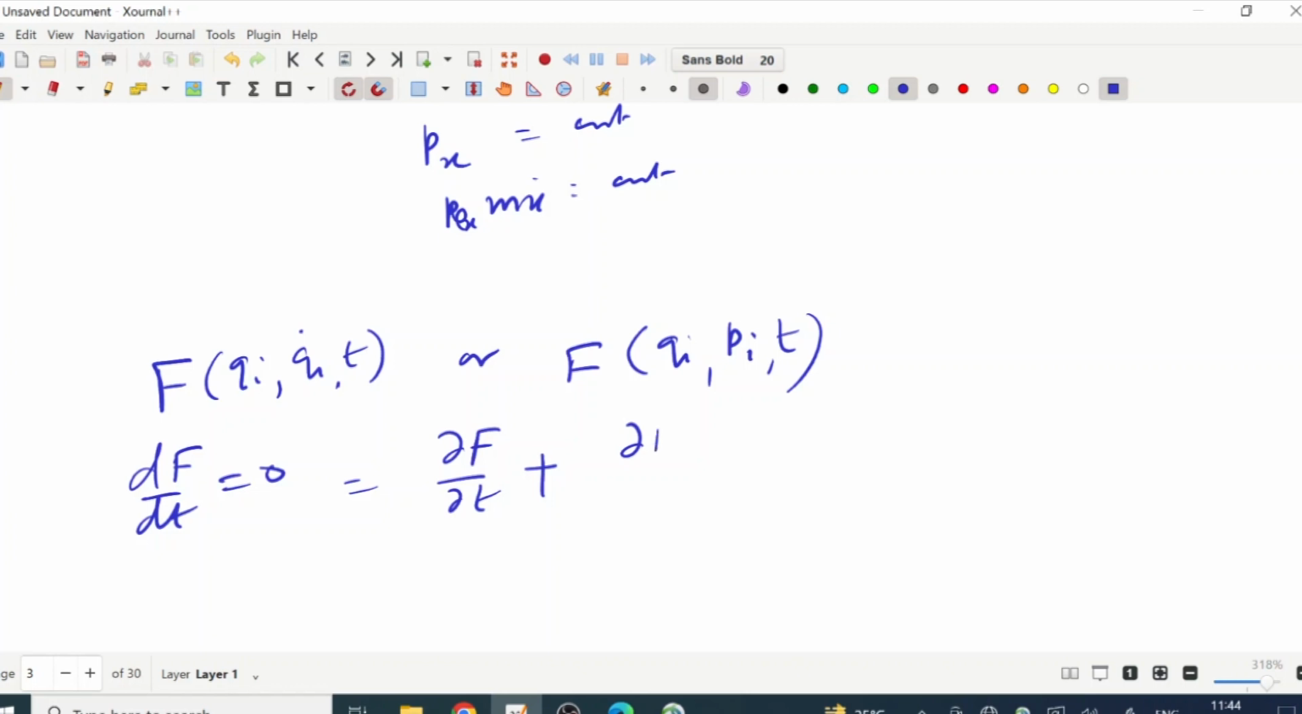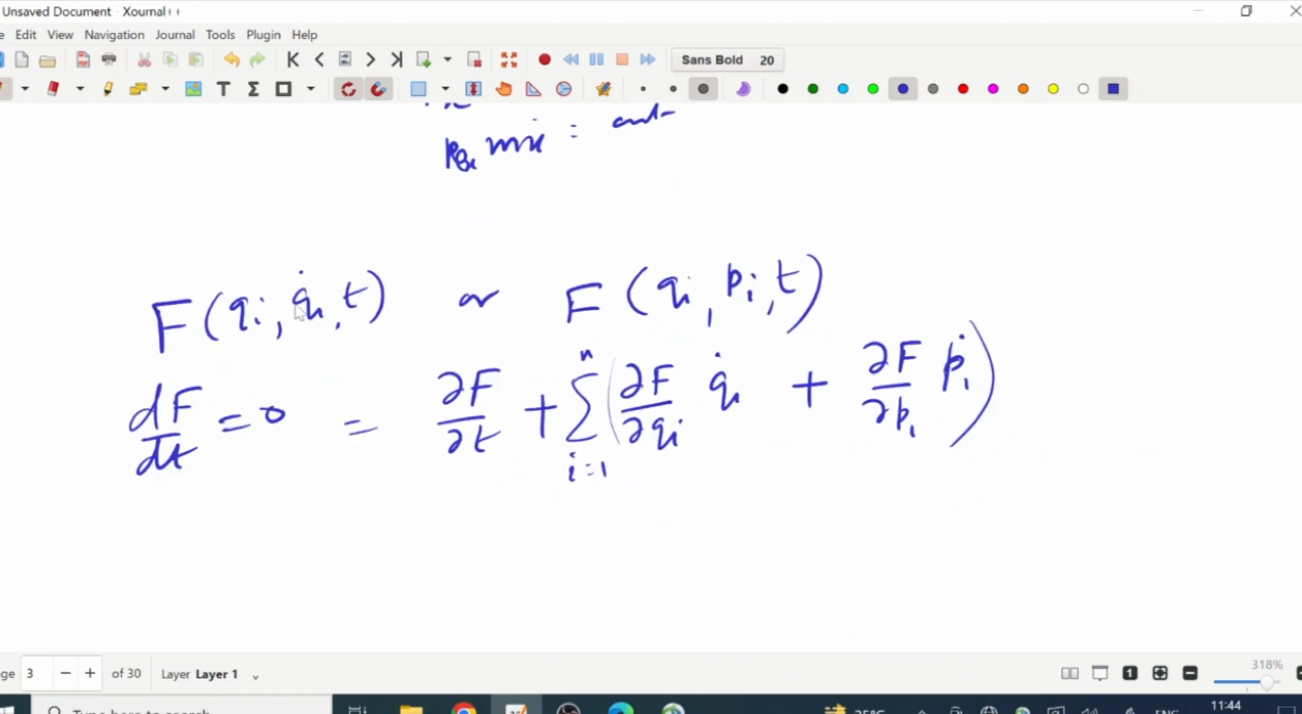If we calculate this, we will find, if it has a time dependence, del f del t. If it doesn't have any time dependence, then del f del t will be 0. Then using the differentiation chain rule, I can differentiate with respect to q i, then q i dot, and sum over all i equal to 1 to n if you have n degrees of freedom. Then you have the other variable, del f del p i and p i dot, and again a sum over i. This is the common summation I am using.